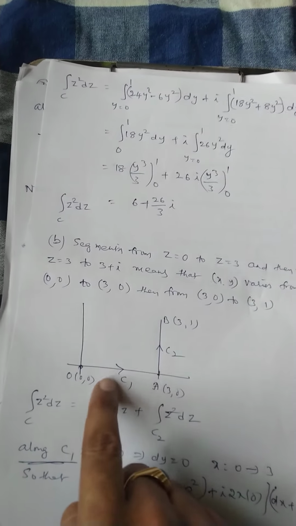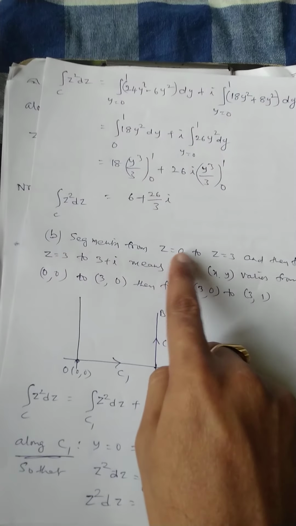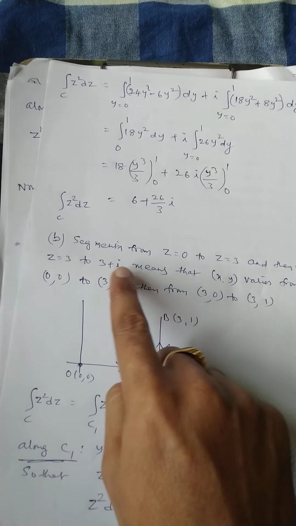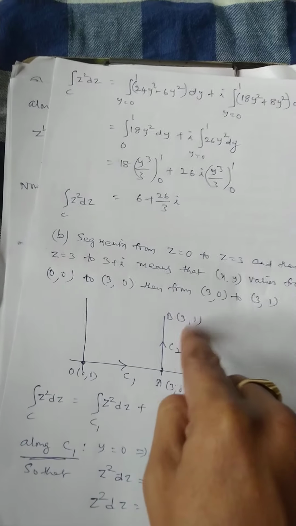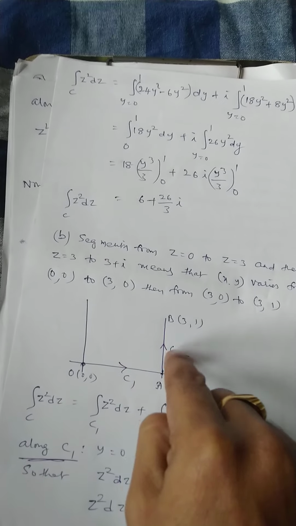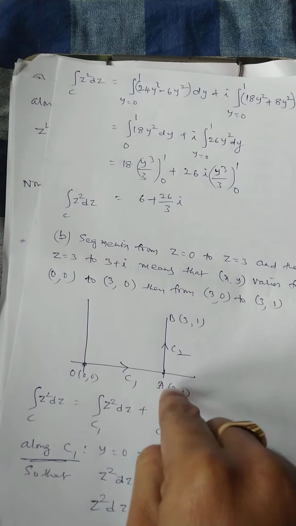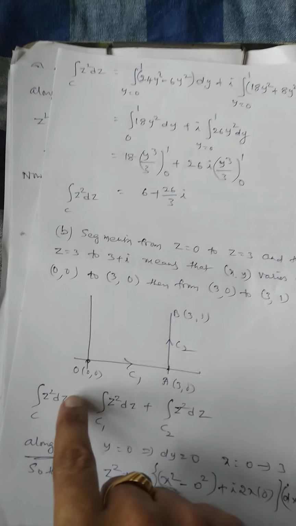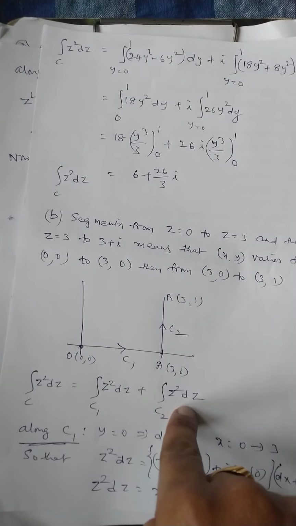This is the graph that we are going to split into two curves, C1 and C2. One segment is from (0, 0) to (3, 0), that is z equal to 0 to 3. Then from z equal to 3 to 3 plus i, that means (3, 0) to (3, 1). So we have two curves: C1 from (0, 0) to (3, 0), and C2 from (3, 0) to (3, 1). I can split the given curve into two curves, C1 and C2.